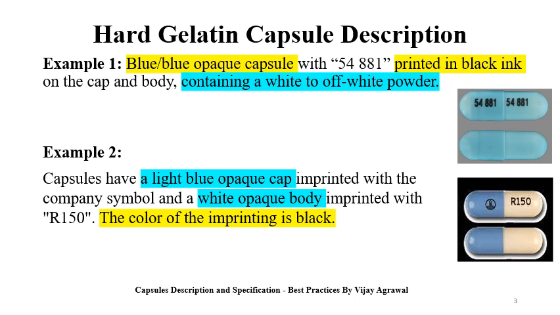So see, for example 1, blue opaque capsule with 54881 printed in black ink on the cap and body, containing white to off-white powder. Here the capsule color is mentioned, printing is mentioned, and the description of the capsule content is given. Example 2. Capsules have a light blue opaque cap imprinted with the company symbol and a white opaque body imprinted with R150. The color of imprinting is black.